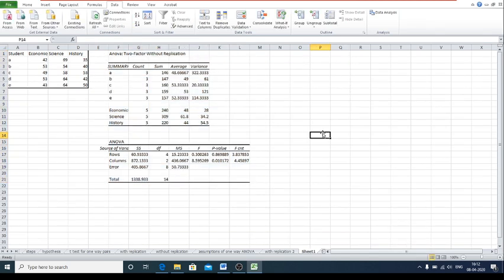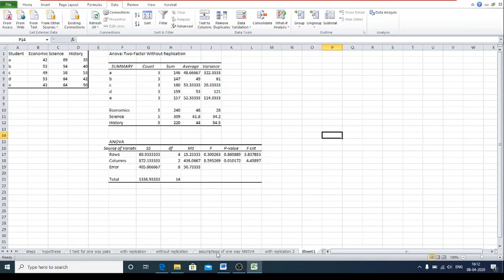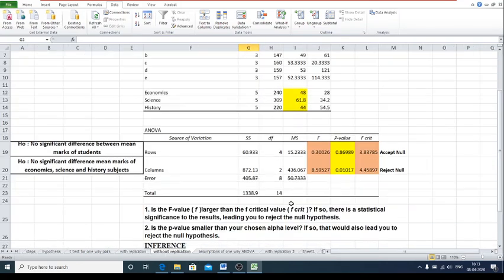This is the results. ANOVA two-factor without replication. Basic descriptive stats are given student wise as well as subject wise. Count, sum, average and variance. Plus the results of ANOVA is given. Now look at the ANOVA table. ANOVA is giving us results row wise and column wise. Looking at rows, p value is 0.86. Looking at columns, p value is 0.01.